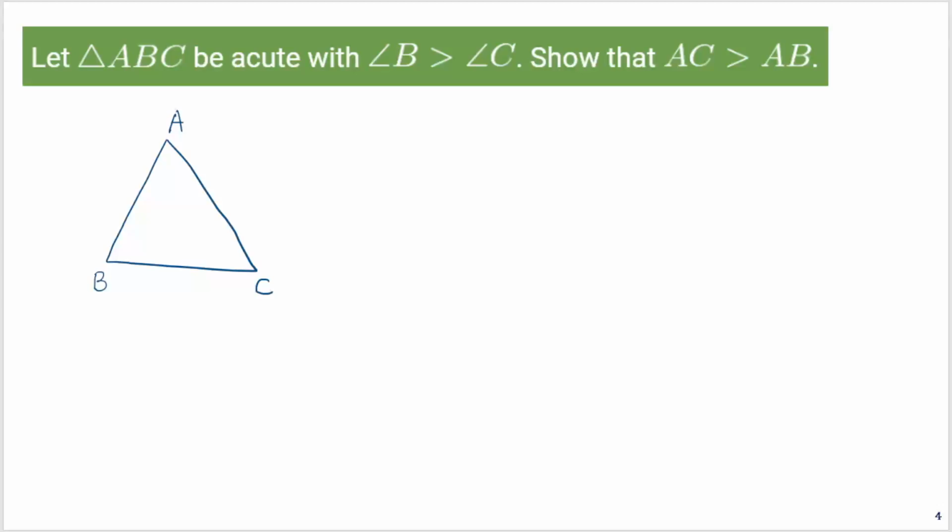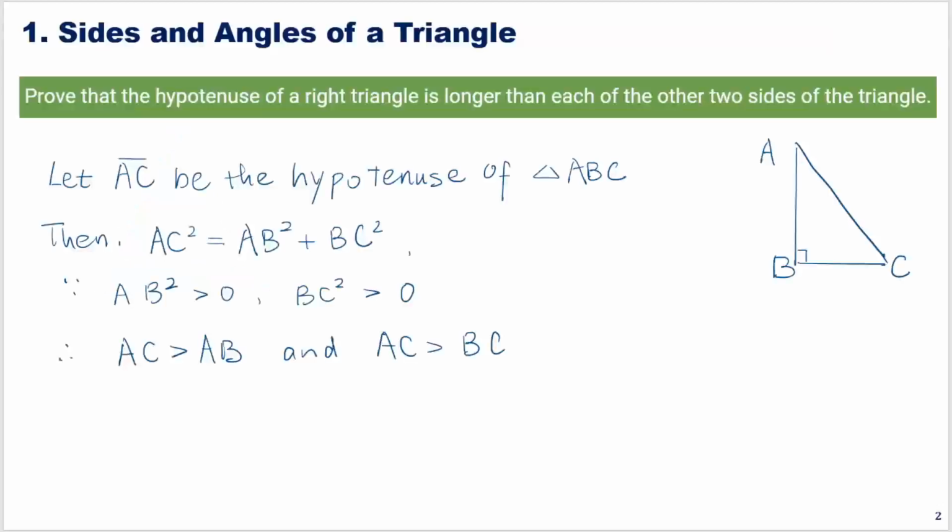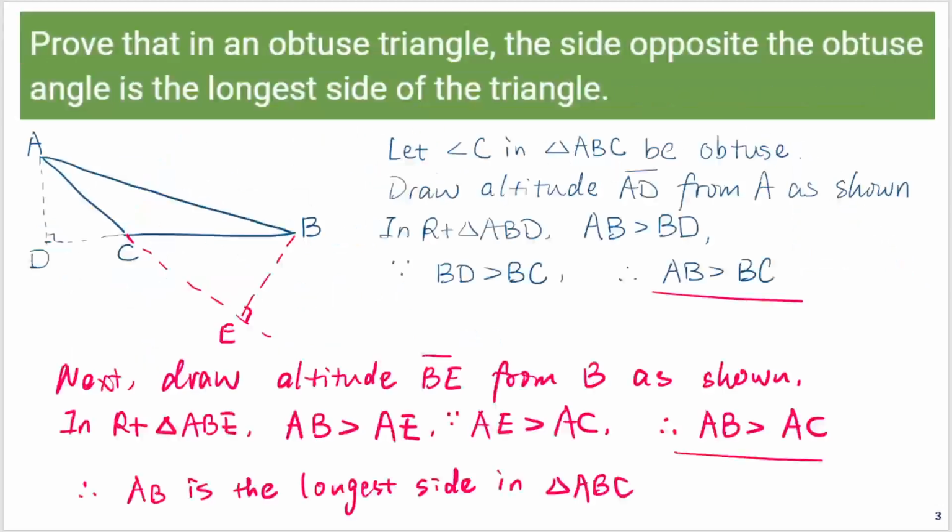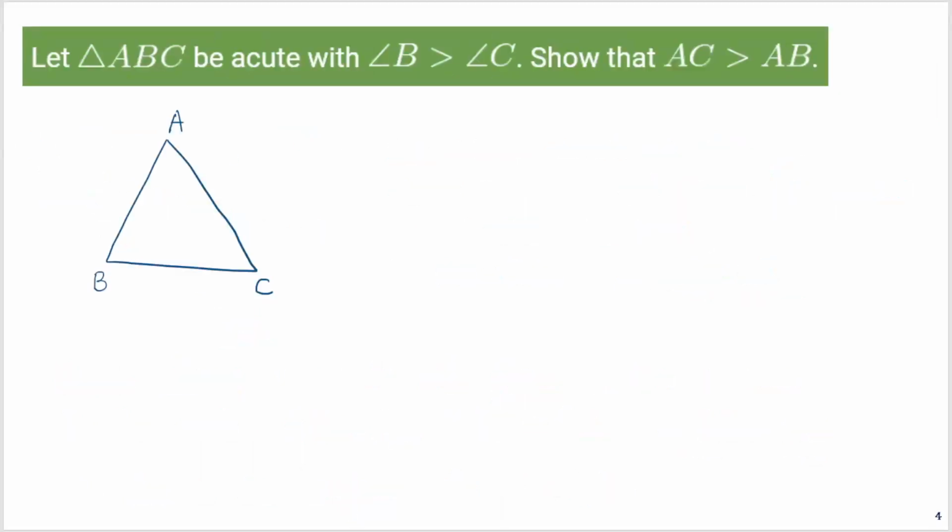Any ideas? Usually you'll need to use what we have learned so far, right? We have proved that the hypotenuse of a right triangle is the longest one. We have proved that the side opposite the obtuse angle is also the longest one. So although it's not clear how we can build a right triangle to directly compare AB and AC, we could build an obtuse one, right?